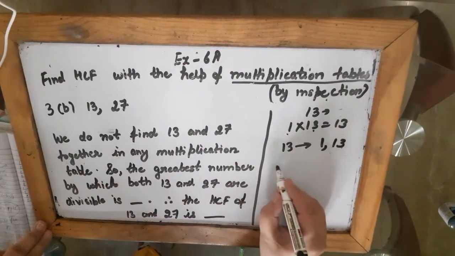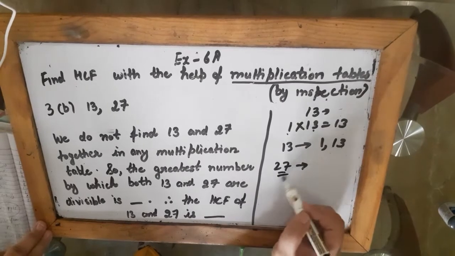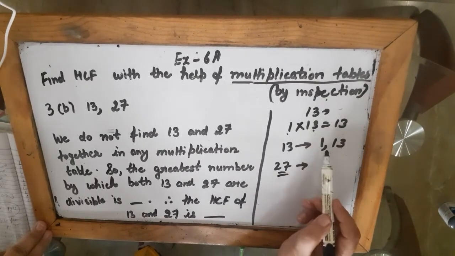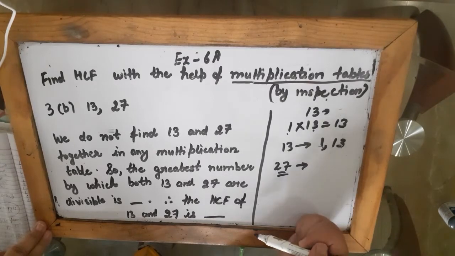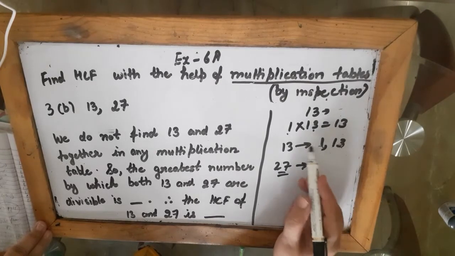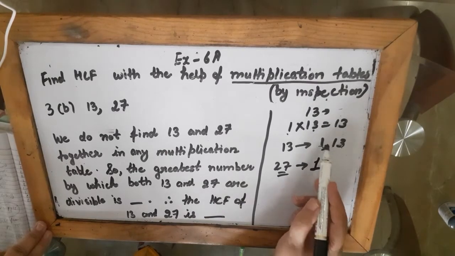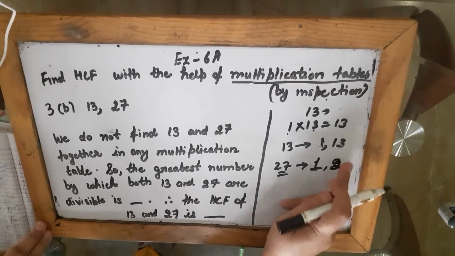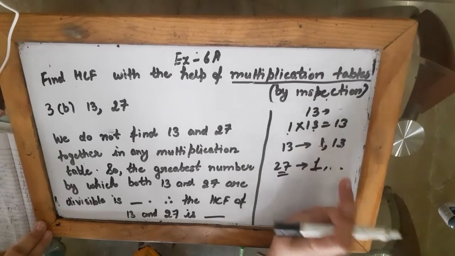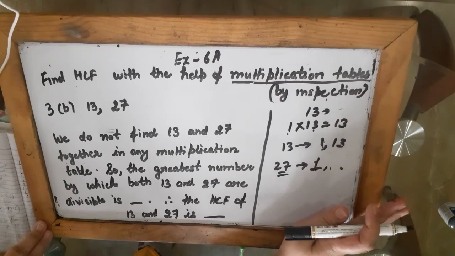And now I have to see, is there any factor which is a common factor of 27 and 13? No. The factors of 13 are 1 and 13 only, and none of these is a factor of 27. None of these can divide 27 exactly. So it means they don't have any common factor except 1. 27 is also divisible by 1, and 13 also has a factor 1. So their common factor is only 1 and no other factor.